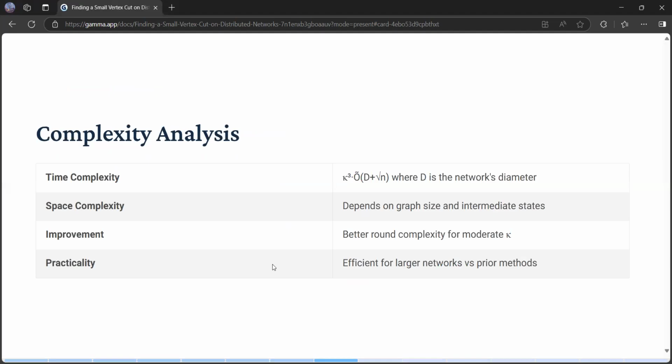So moving on to complexity analysis. Our goal in the complexity department for the algorithm is a time complexity of k to the power of 3 in O(d + square root of n), where d is the graph's diameter. This is a significant improvement for moderate k values, and compared to prior methods, it's more practical for larger networks thanks to better round complexity. This efficiency is what sets our work apart from the previous method.